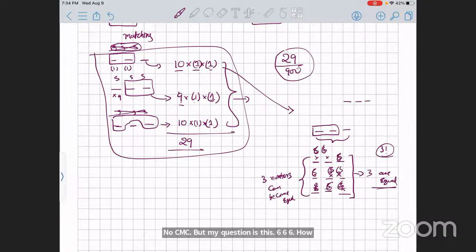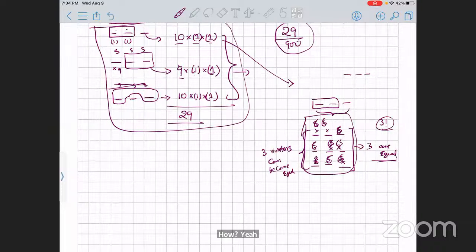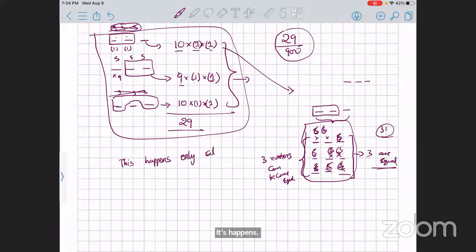How will you avoid this? Are you getting this? If at all these two numbers are same. Yeah, all are same. For suppose, listen to this carefully. This happens only when all numbers are same.